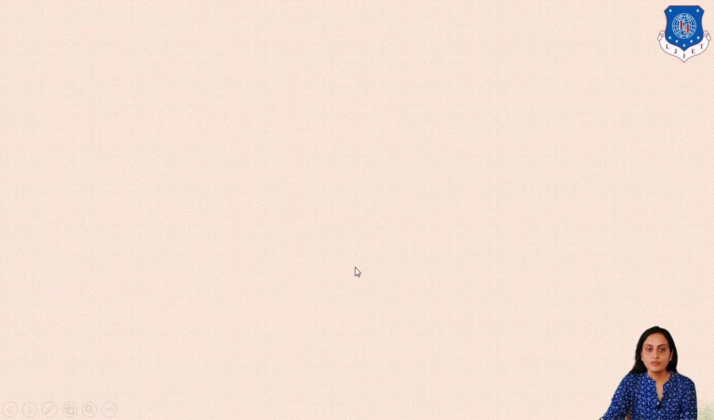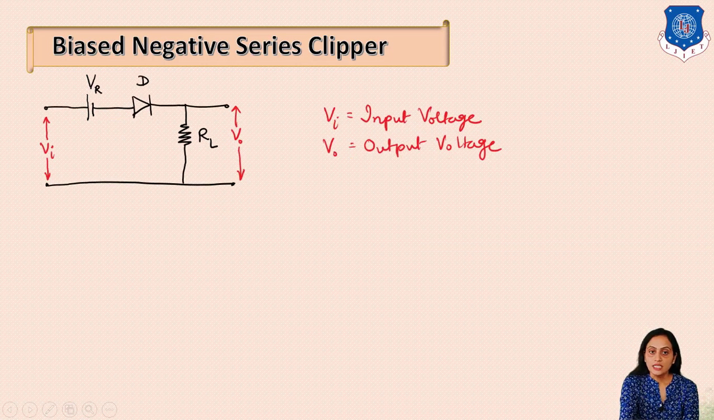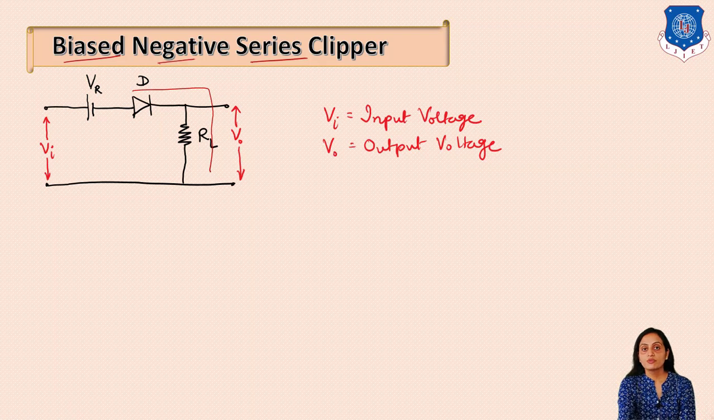So let us begin. This is the circuit diagram for the clipper, and you can see there is a battery kept in the clipper circuit. That's why it is called the biased clipper. It is called a series clipper because the diode is connected in series with the output, and a negative clipper because it will clip the negative portion of the input signal. Vi is the input applied and Vo is the output taken across the load. Now let us do the analysis of this clipper circuit.